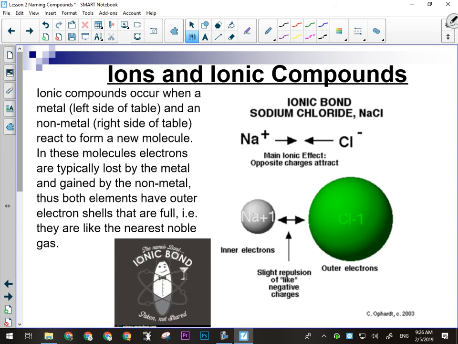All right, questions on the nature of ionic compounds? Okay, so like I say, really all you need to know is electrons are traded, the bond is weak, metal and a non-metal.